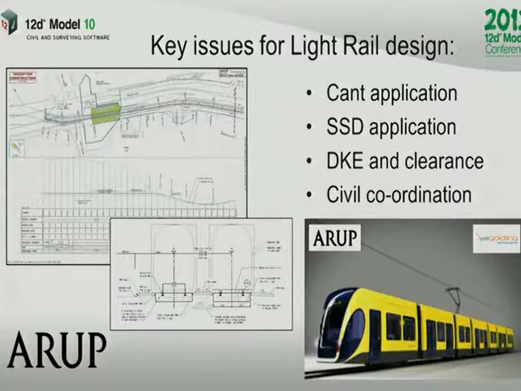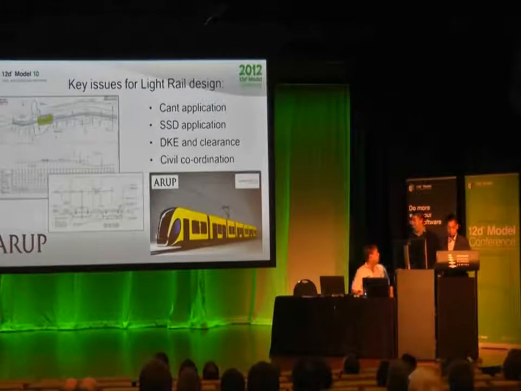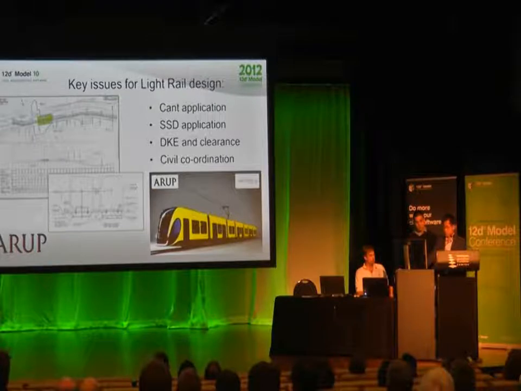So I'll touch a little bit on the key issues for the light rail design. Besides the standard permanent way issues like the design of turnouts, crossovers, and the overhead system, signal system, etc., the important bit is the geometry issues on the rail calculations. Certainly, CANT application is one of the important bits.